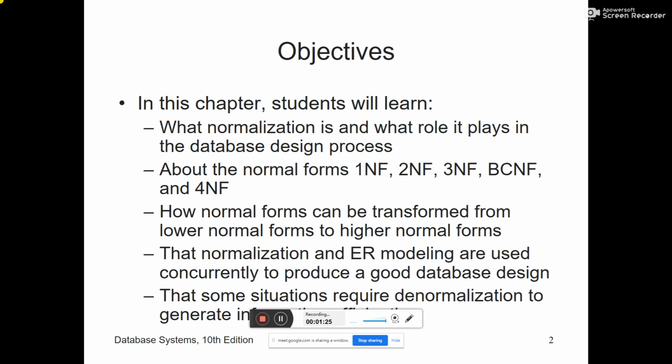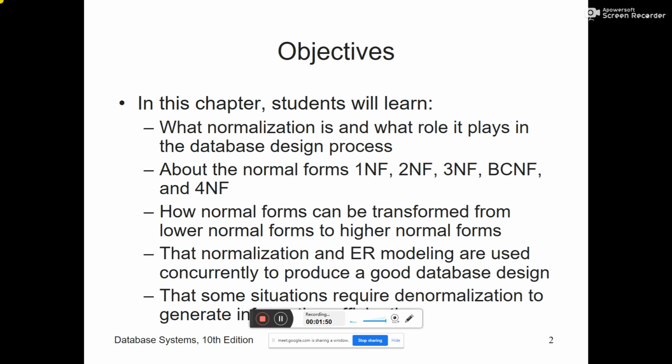We know we have three types of anomalies: insertion anomaly, deletion anomaly, and update anomaly. If we have a good table structure, first, it will not have redundancy. Second, there will be no anomalies. And the process that produces this good table structure is called normalization. So we will learn normalization in this chapter.